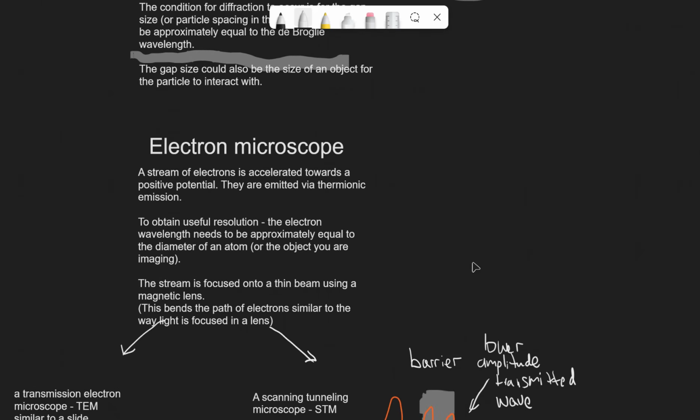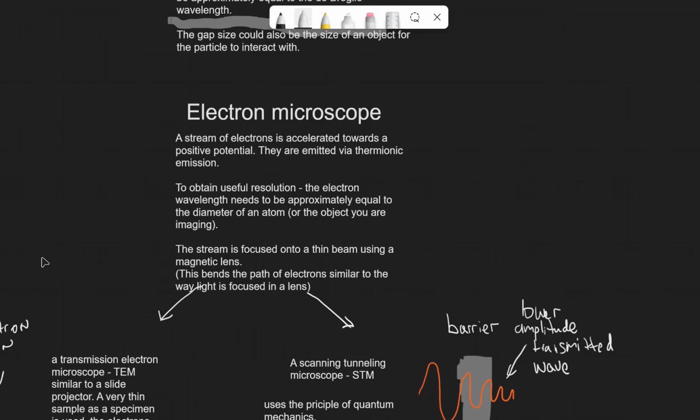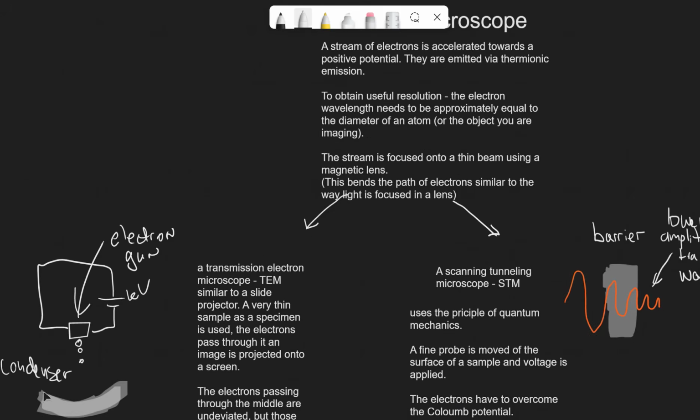Okay, we need to also talk about an electron microscope, and there are two varieties of it. In general though, we always have a stream of electrons accelerated towards a positive potential, and they are emitted via thermionic emission. So essentially we heat a filament up and some electrons eventually escape from that filament. To obtain useful resolution, our electron wavelength needs to be approximately equal to the diameter of an atom, which is, remember, 10 to the power of minus 10 meters, approximately speaking.